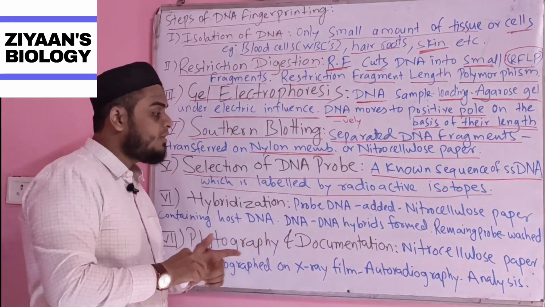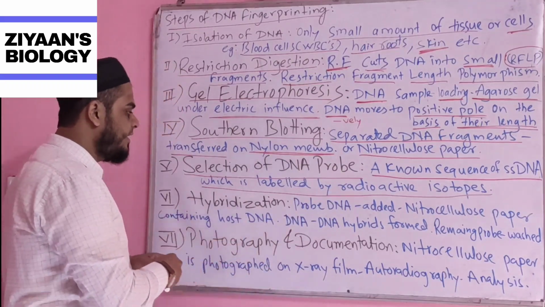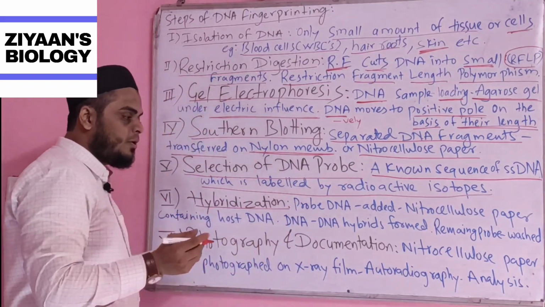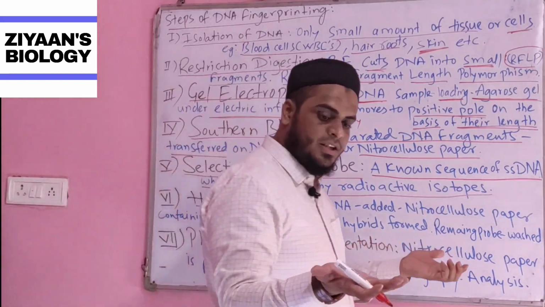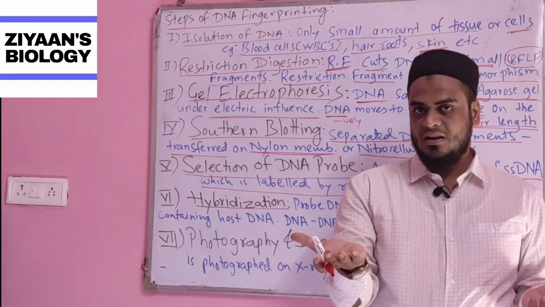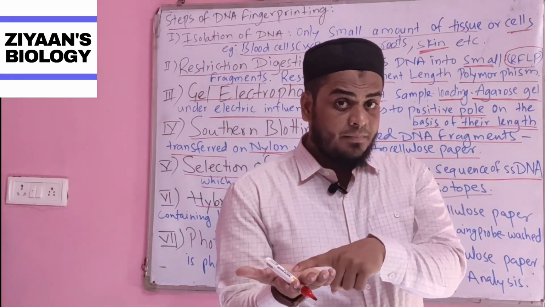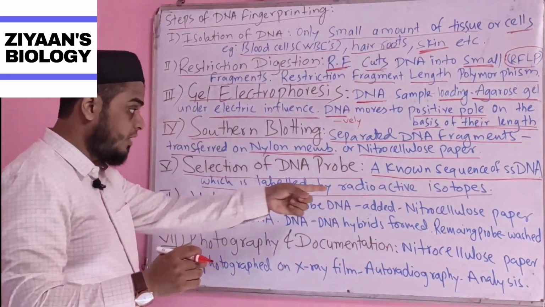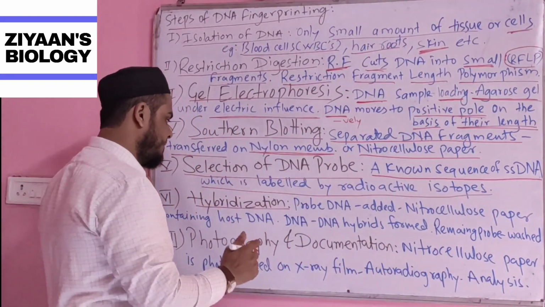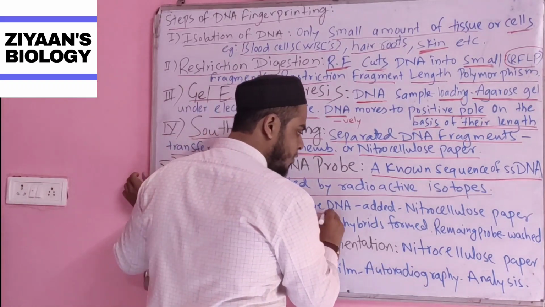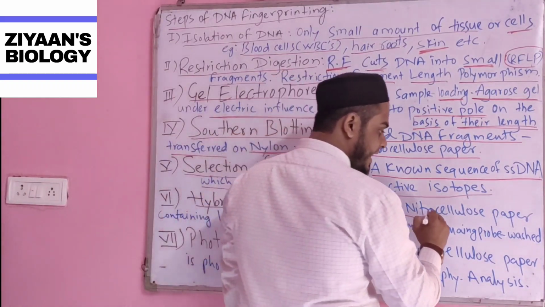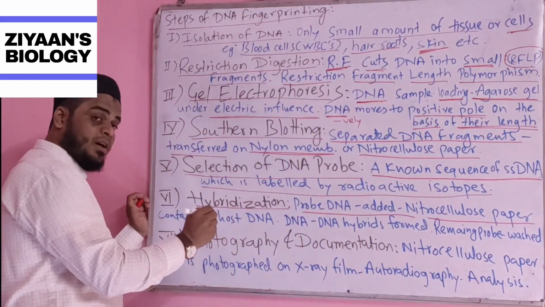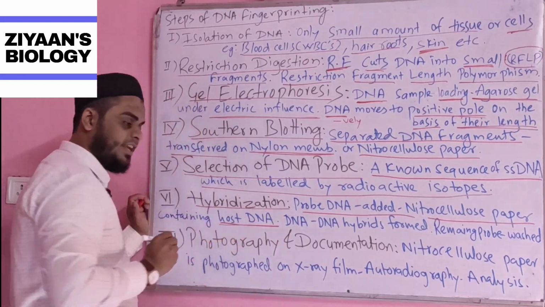Why are you using these radioactive isotopes? We'll be checking it in the next topic. Here, hybridization. So you have two different DNA strands. In the first petri dish you have your host DNA, whereas in the second petri dish you have your DNA probe, which is already radioactively labeled. For the hybridization purpose, the probe DNA will be added onto the nitrocellulose paper which already contains the host DNA.